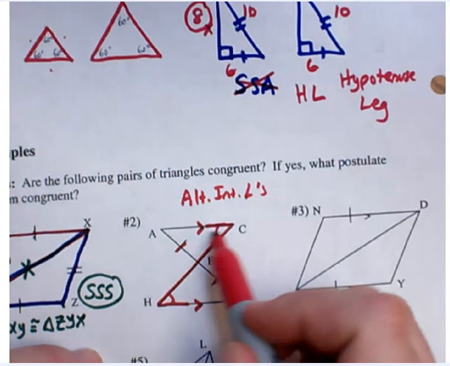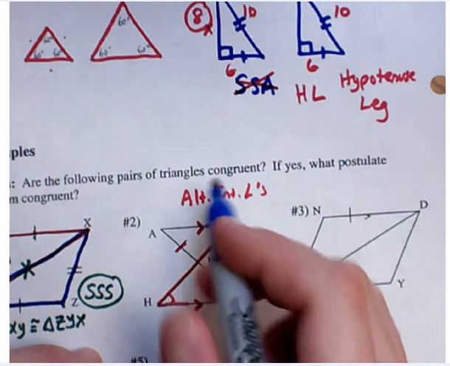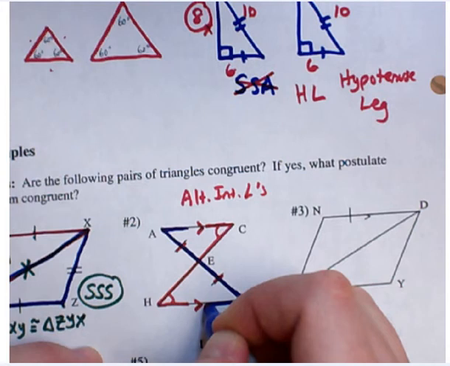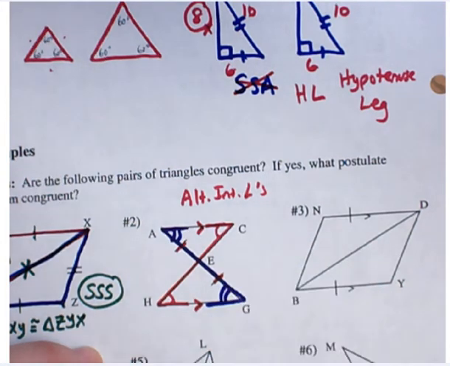When the lines are parallel, then these have to be congruent. Now you might say, well, wait a minute, there's another Z here. There's a backward Z with the parallel lines. Those also have to be congruent. Okay, so that's true. So let's see, what do we have here?